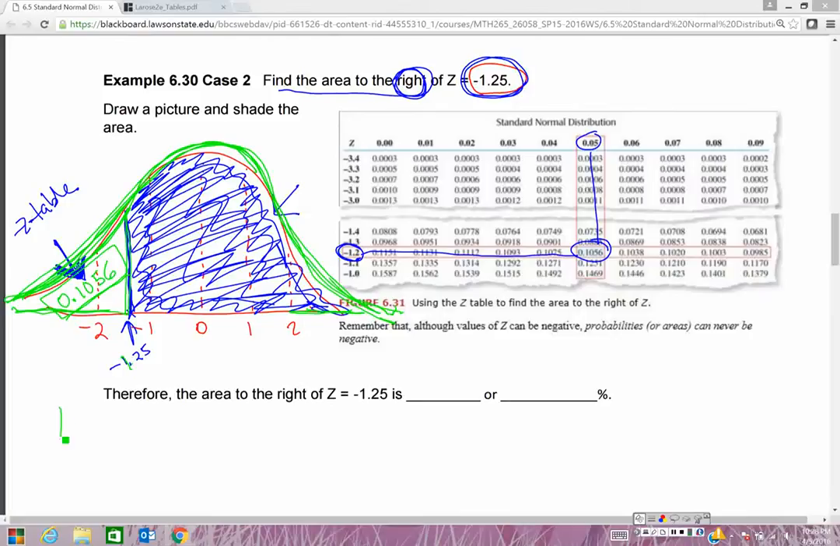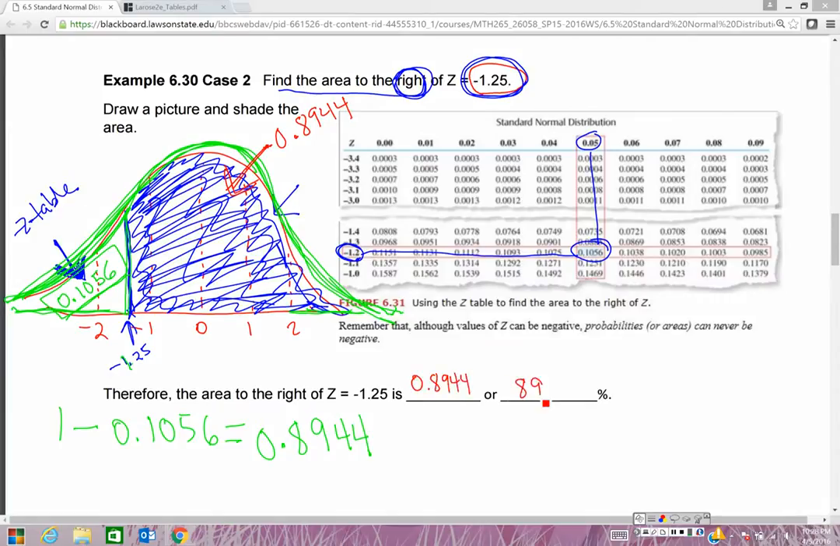Alright, 1 minus 0.1056 equals 0.8944. So therefore, the area to the right, which makes sense, right? Because we knew it had to be more than 50%, is 0.8944, or 89.44%.